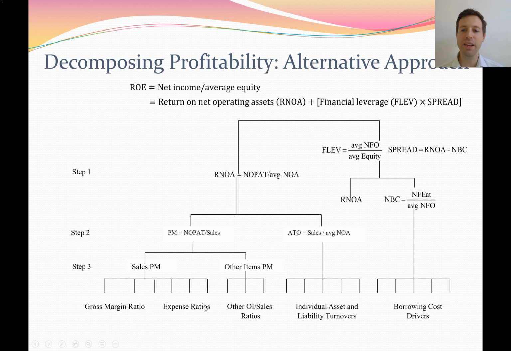Okay, so this family tree here just shows that all these ratios under this approach actually build into the ROE. So it allows us to get a much better understanding of what's actually driving the firm's performance, all the way down to individual accounts that influence the profit margin, individual accounts that influence the turnovers, and individual accounts that drive the borrowing costs as well.